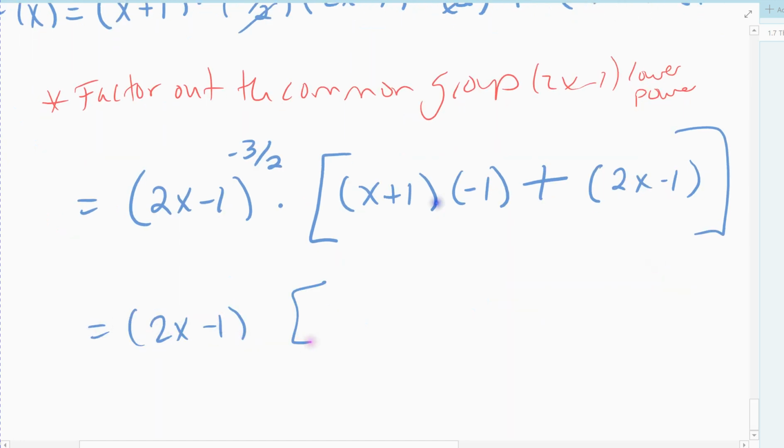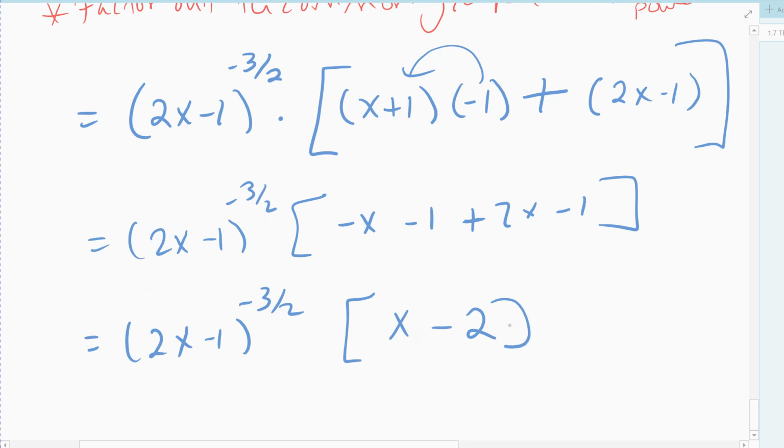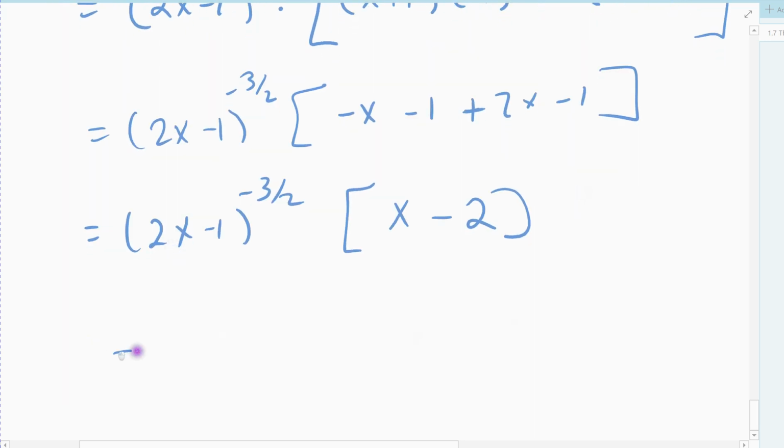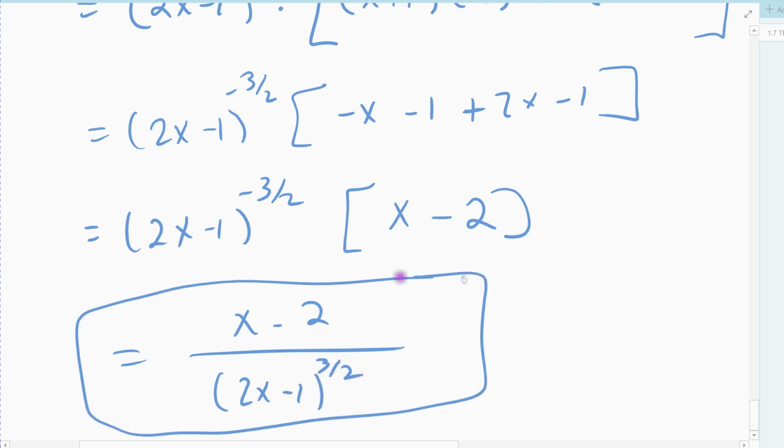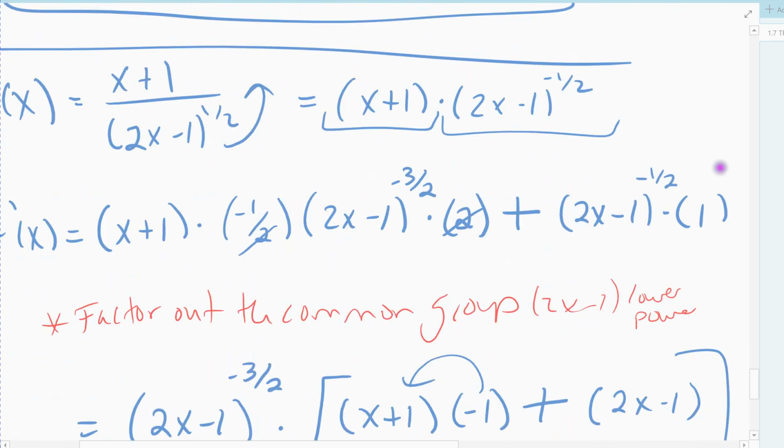2x minus 1. Inside, I distribute my negative 1, so I get negative x minus 1 plus 2x minus 1. Oops, forgot my negative 3/2 there. 2x minus 1 to the negative 3/2. This simplifies to x minus 2. Last step is to move that down, and so up top the x minus 2 stays. And I move down the 2x minus 1, and I make it a 3/2 when I move it down. And you'll see that's the exact same expression I had up here. x minus 2 divided by 2x minus 1 to the 3/2.